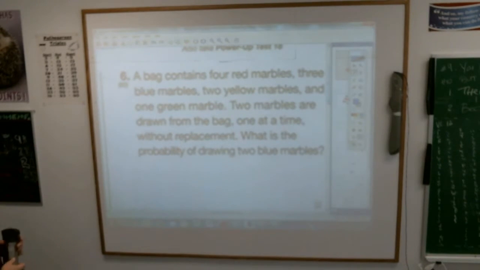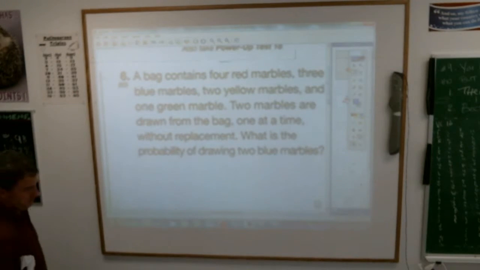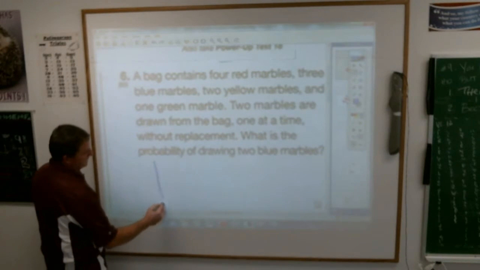A bag contains 4, by the way, that's much clearer as you get back, isn't it? A bag contains 4 red marbles, 3 blue marbles, 2 yellow marbles, and 1 green marble. 2 marbles are drawn from the bag one at a time without replacement. What's the probability of drawing 2 blue? Luke, did you draw the bag and the marbles? Good. We've made some headway.